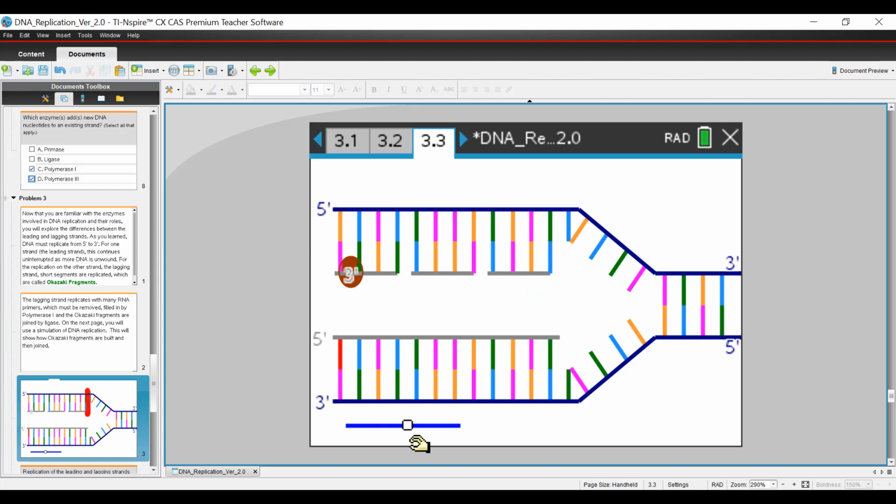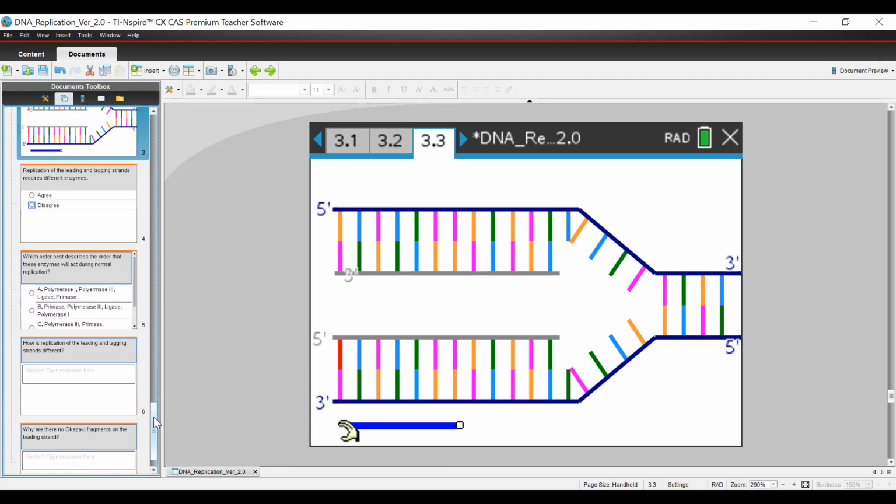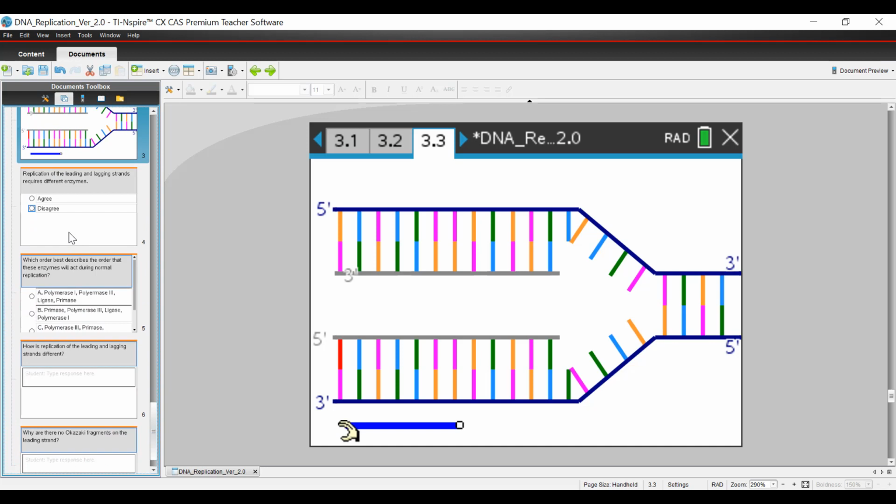All right, so the enzymes are coming in. DNA polymerase 1 goes in and replaces the primer, and then ligase comes in and fills the gaps. Okay, so there's a nice, cool little simulation of DNA replication for you.